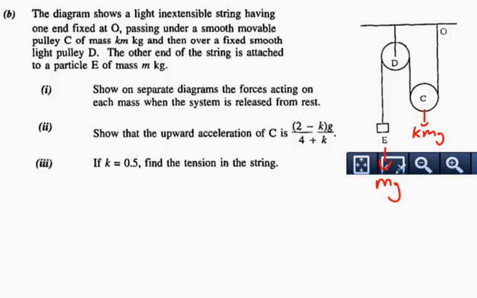Now, showing in separate diagrams the forces acting on each mass in the system released from rest. So here's what you've got to do. You've got to do a diagram for E. Now the tension, is the tension the same all the way through?